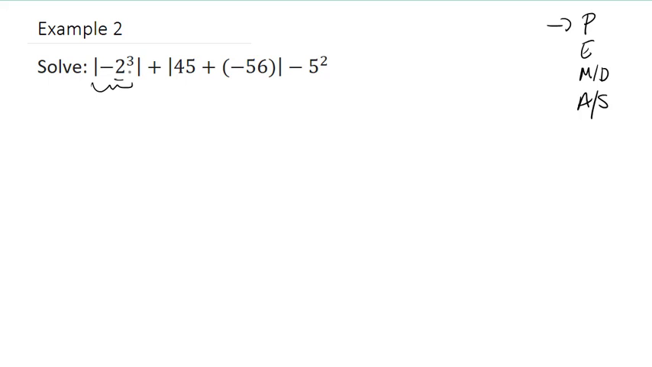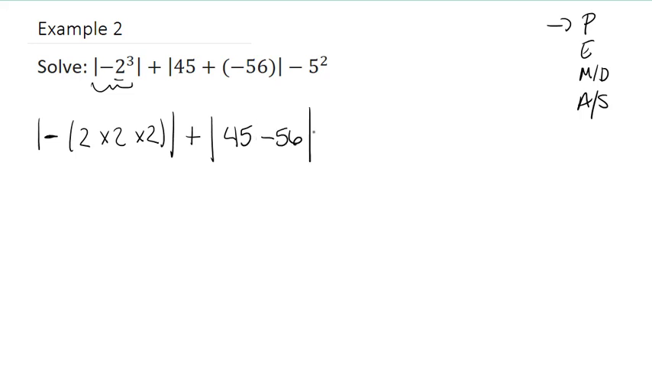So what we have is this negative sign right there, and we have 2 times 2 times 2, and the absolute value sign. Then we have plus, and then this 45 plus negative 56 can just be written like this: 45 minus 56, close that, and then we have 5 raised to the second power. So let's first do this. 2 times 2 is 4, times 2 is 8. So this becomes negative 8.